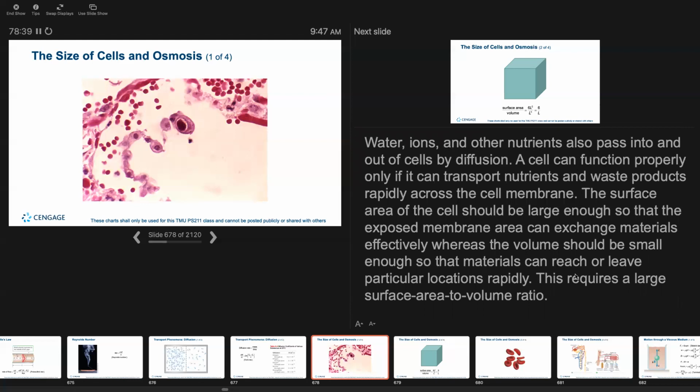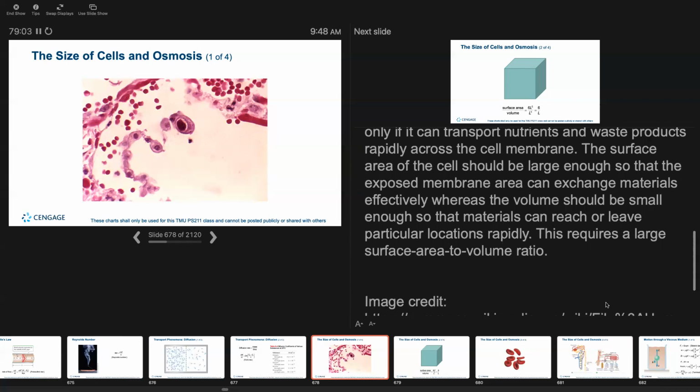A cell can function properly only if it can transport nutrients and waste products rapidly across the cell membrane. The surface area of the cell should be large enough so that the exposed membrane area can exchange materials effectively, whereas the volume should be small enough so that the material can reach or leave particular locations rapidly. This requires a large area to volume ratio.